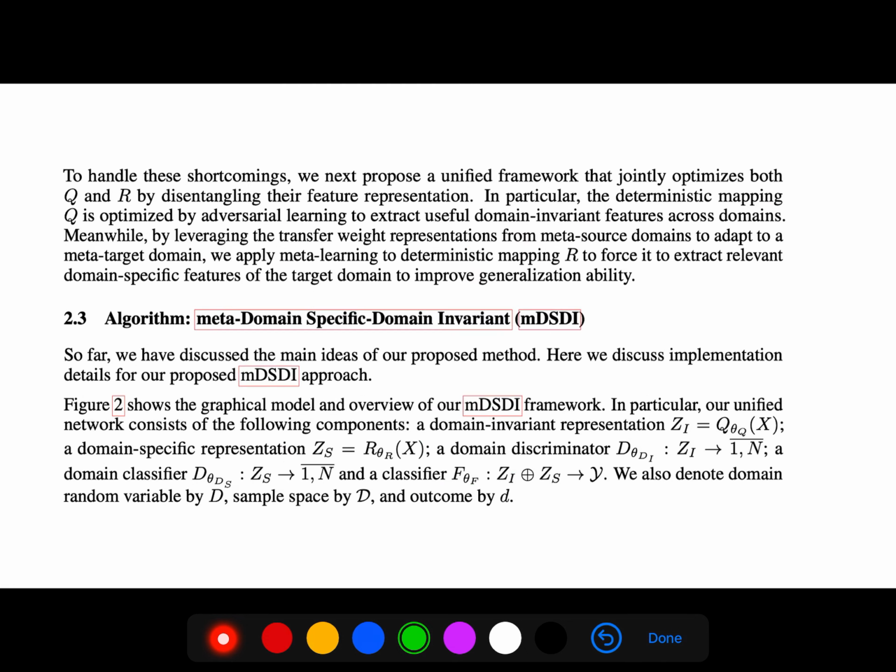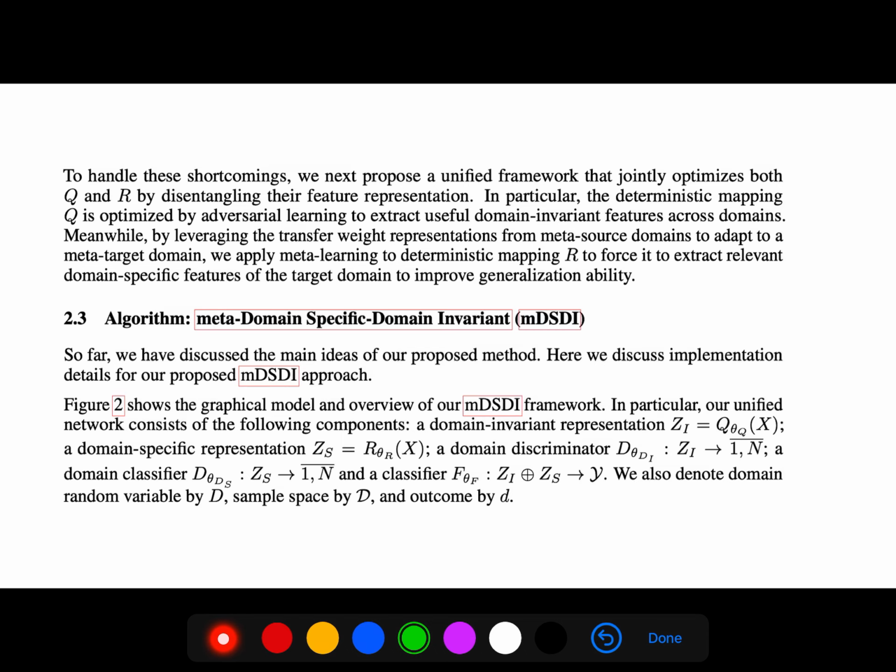The rest of this article is just theoretical support. So we have discussed the main ideas of our proposed method. Here we discuss implementation.